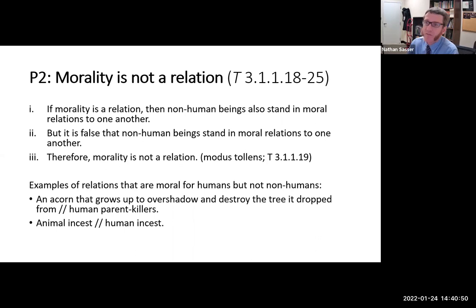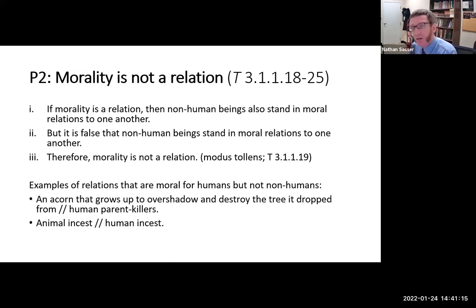The trees are innocent. They haven't done anything morally wrong. Well, he wants to say, the tree stands in the exact same relationship to its parent as the human does to the parent that it destroys. There's no different relationship that they're in. So morality must not consist in the mere relationship between two things.